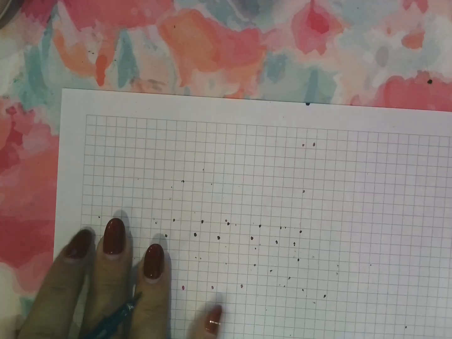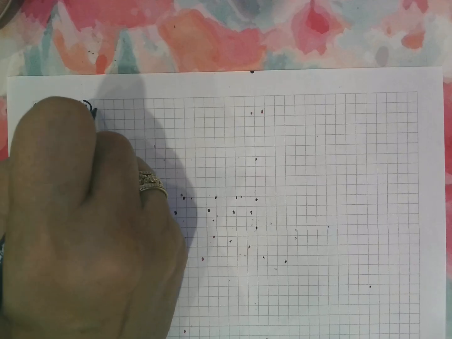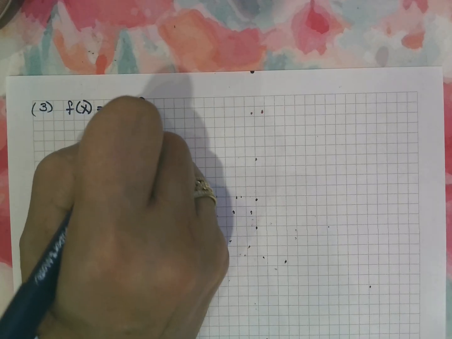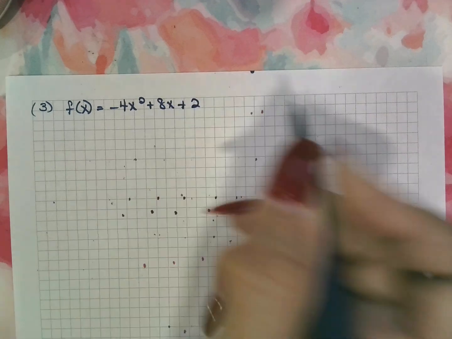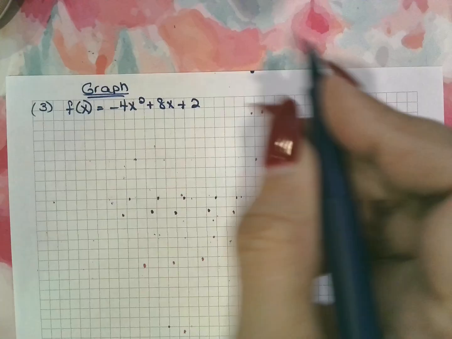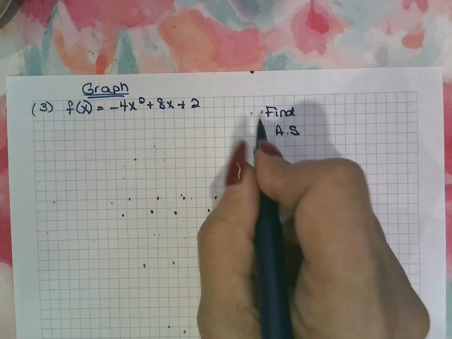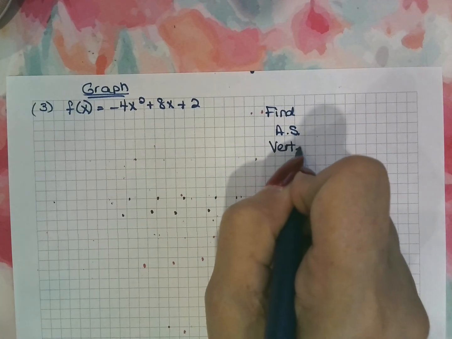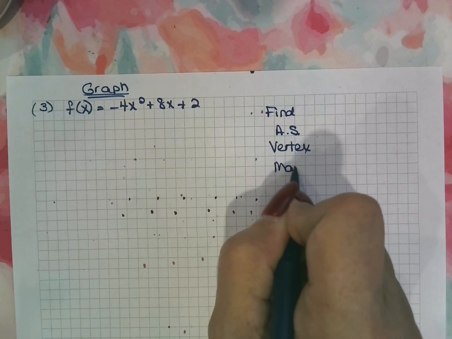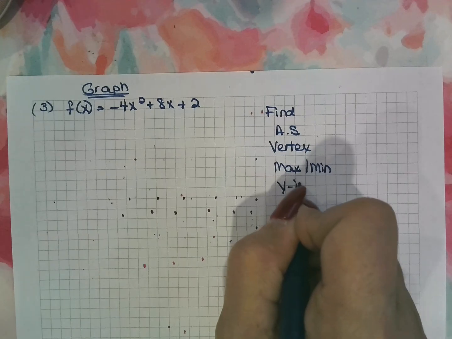Okay. Number 3. All right. Here we go. We have f of x equals negative 4x squared plus 8x plus 2. We're going to graph it. Again, this is coming straight from that quiz you had. You're going to find the axis of symmetry, the vertex, determine whether it's a max or a min, and the y-intercept.